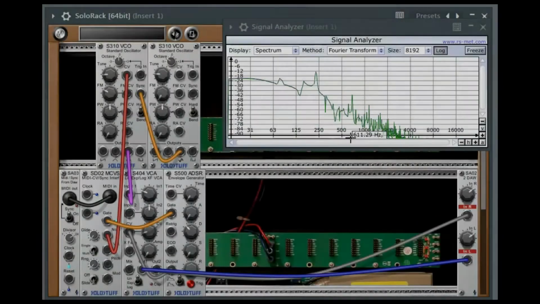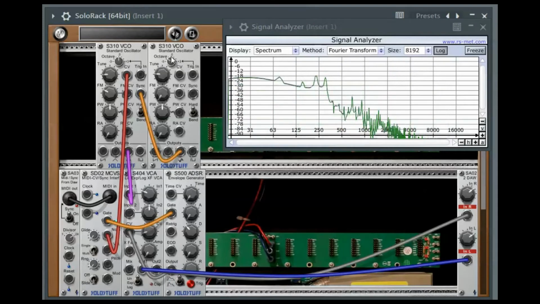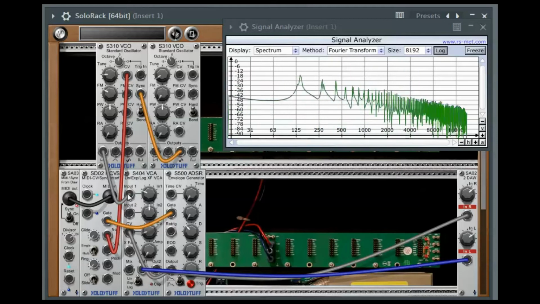Second question: do we always get those harsh sounds when we sync one oscillator, the slave, by another, the master? Answer: no, not always. Even if the sync function is mostly used to get harsher, more remarkable sounds, you can get quite non-aggressive sounds as well.